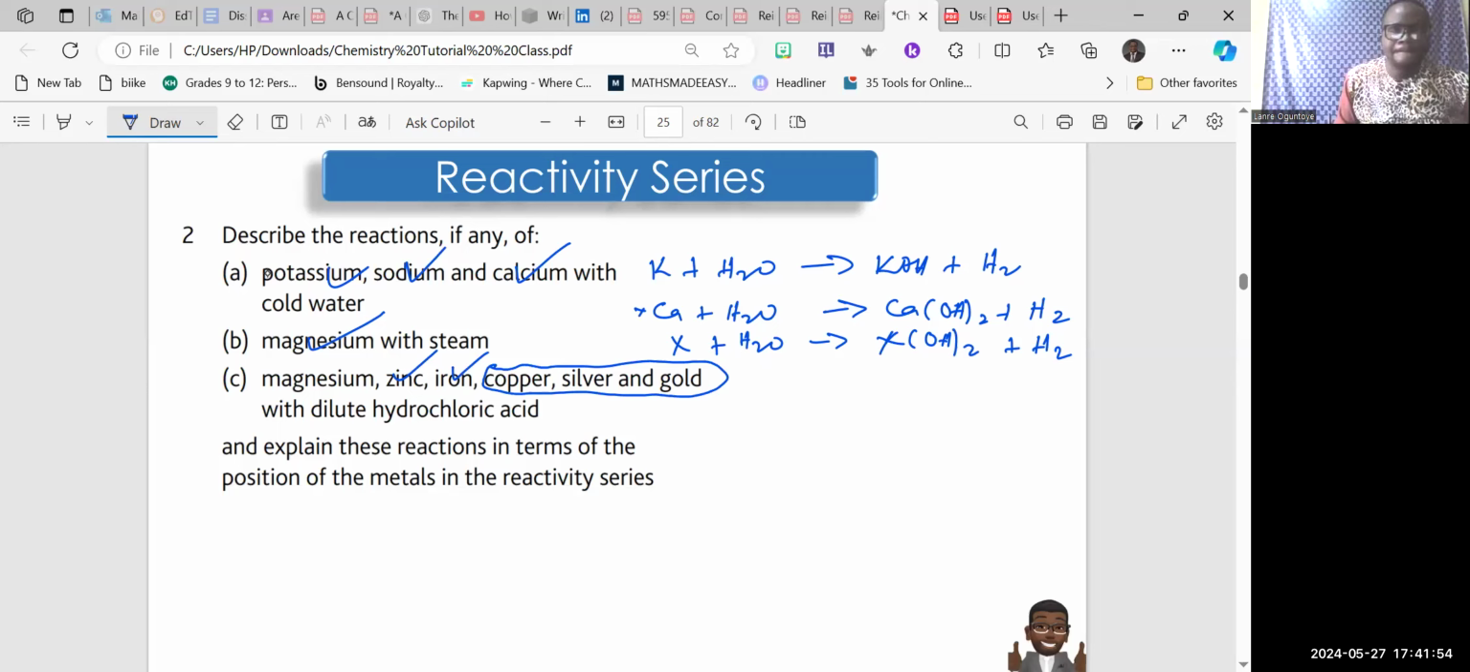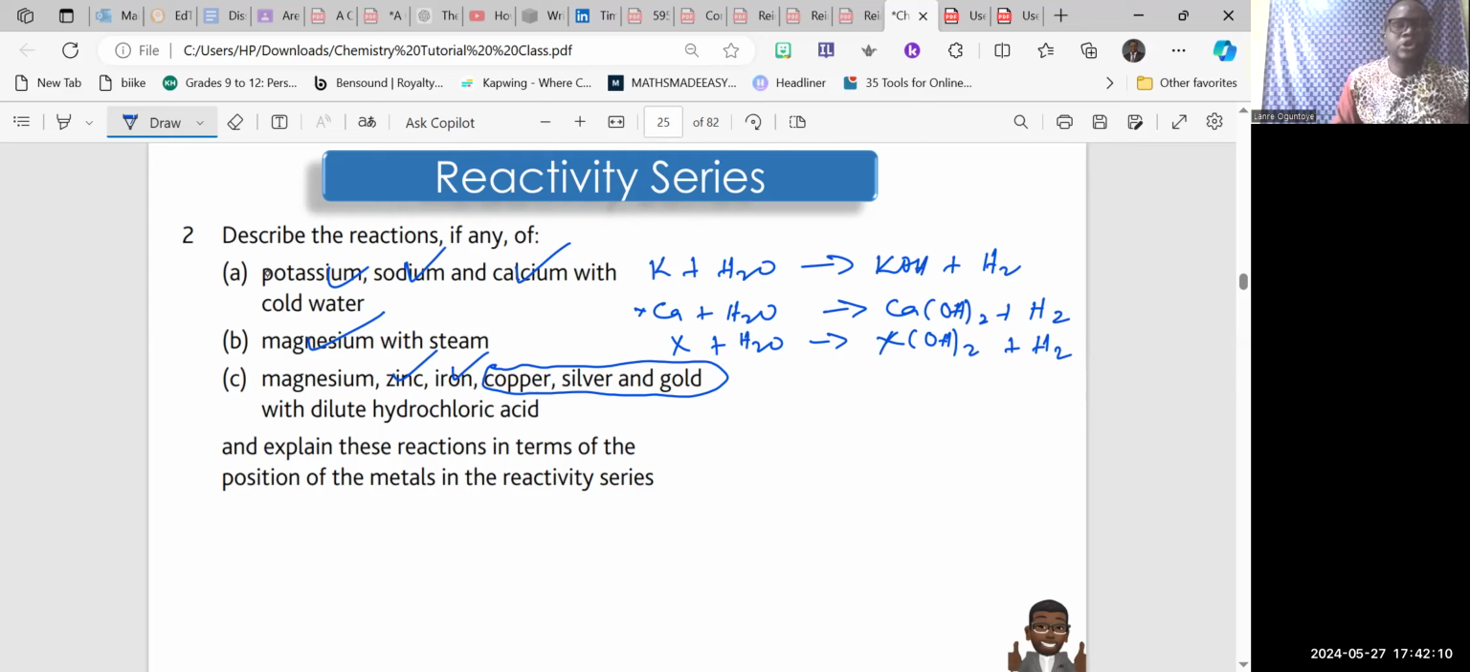Because they are lower than hydrogen. They cannot displace hydrogen, right? So it's the same thing. However you want to put it, they cannot displace hydrogen because the reaction must release hydrogen, and they cannot displace hydrogen, right?